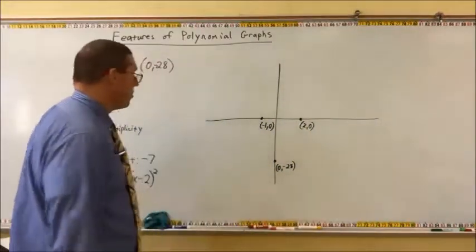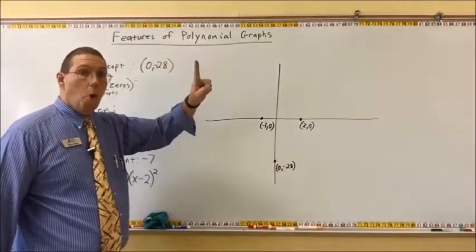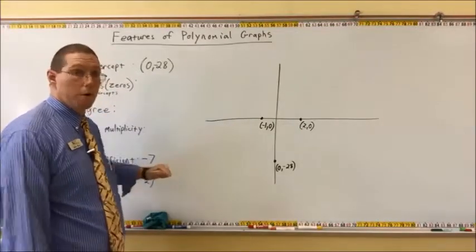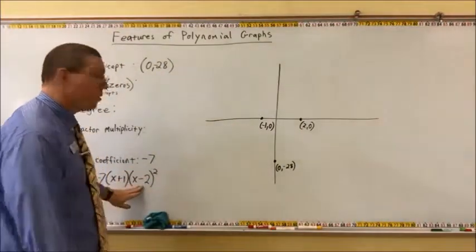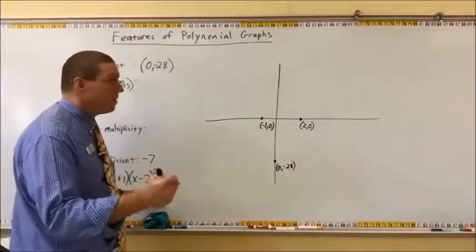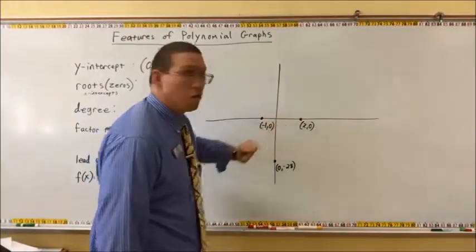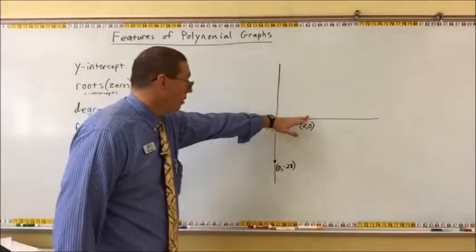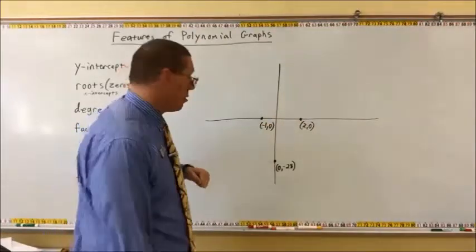The multiplicity of x plus 1 is 1, so it's going to cross over at x plus 1, or at -1. The multiplicity of x minus 2 is 2. That's even. That means the graph is not going to cross over. It's going to bounce off the x-axis at 2, 0.